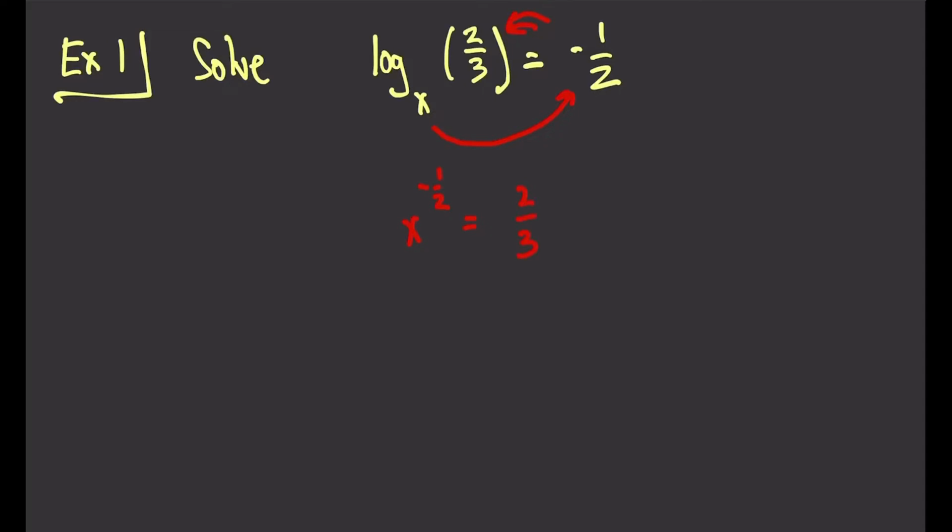Now it's an exponential equation, and I need to undo this exponent. The way we undo an exponent is we take it to the reciprocal exponent. So now I'm going to take both sides to the negative 2, or negative 2 over 1. So x equals 2/3 to the negative 2. And remember, a negative exponent takes the reciprocal of the base. That's going to be 3/2 squared. Now we just square the numerator and the denominator, and we get 9/4.